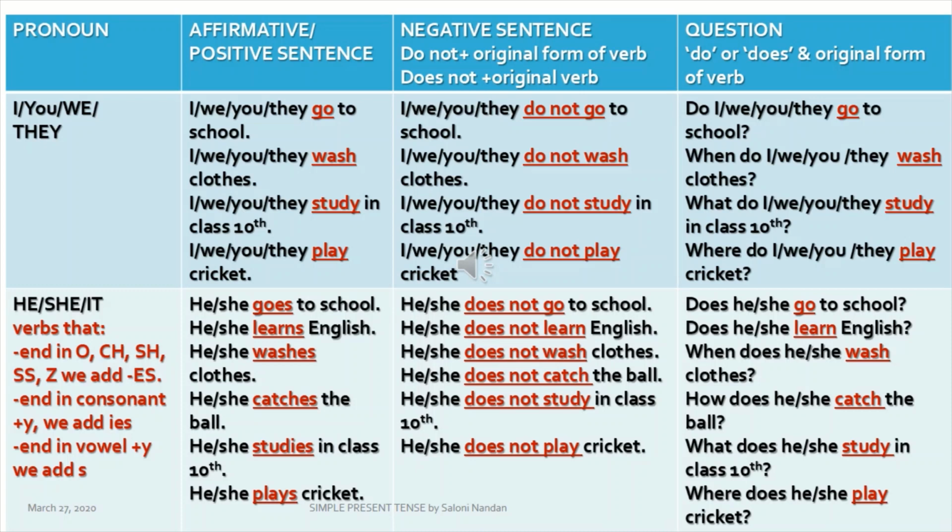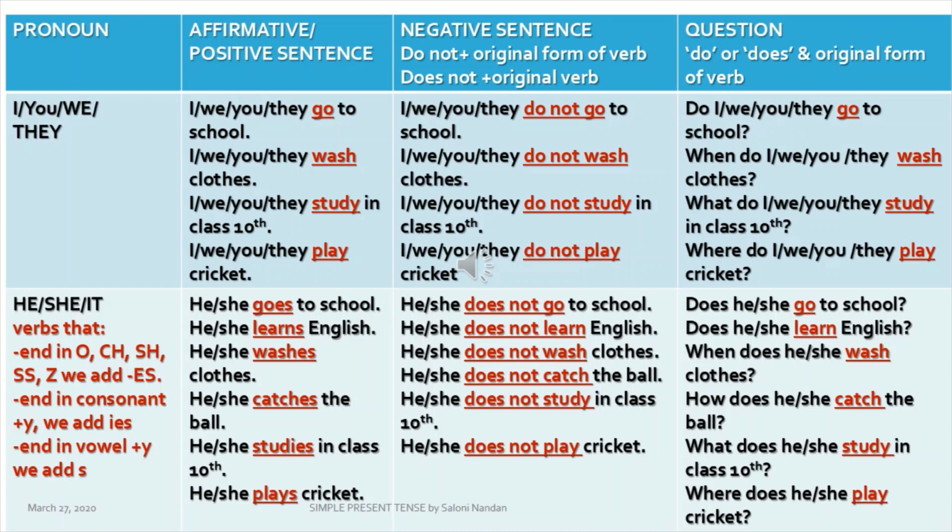Let's look at negative sentences. We add do not plus original form of verb with I, you, we and they, and with he, she, it we add does not plus original form of the verb. Let's look at the example. I, we, you, they do not go to school. Do not plus original form of the verb go to school.